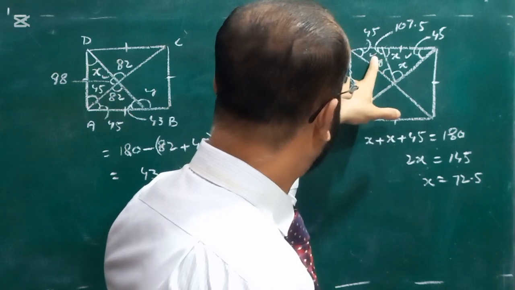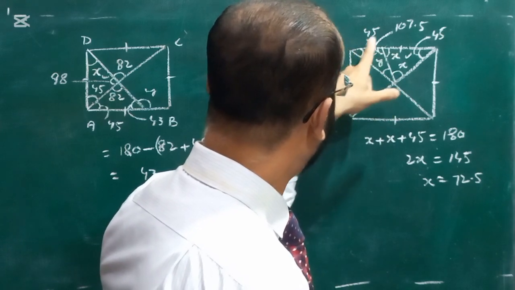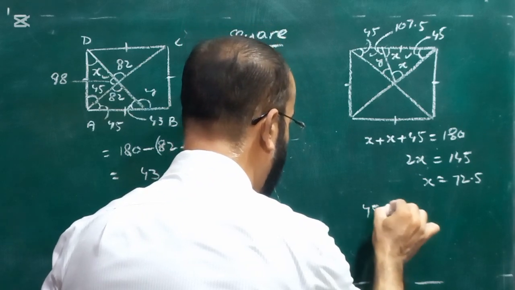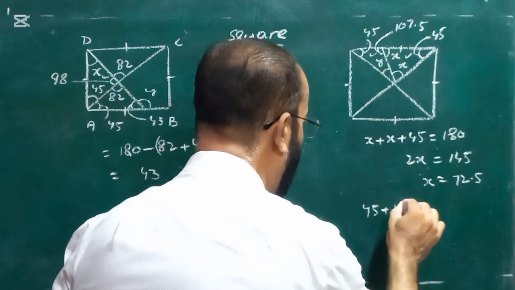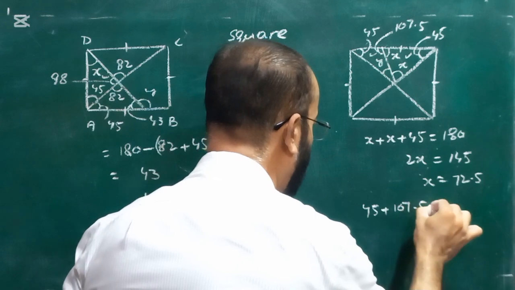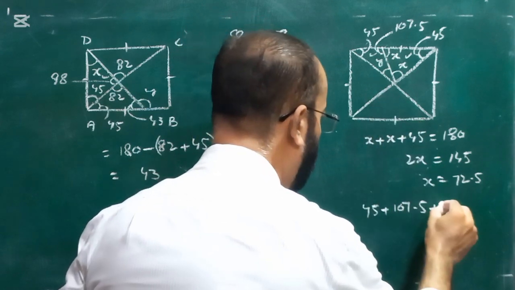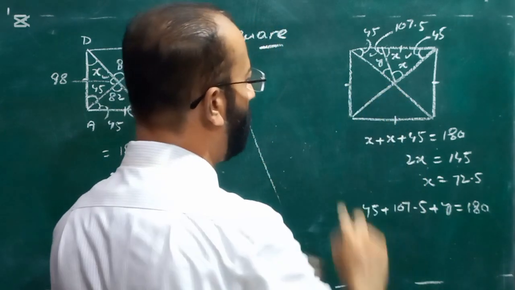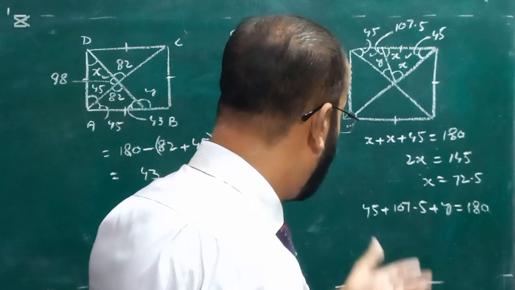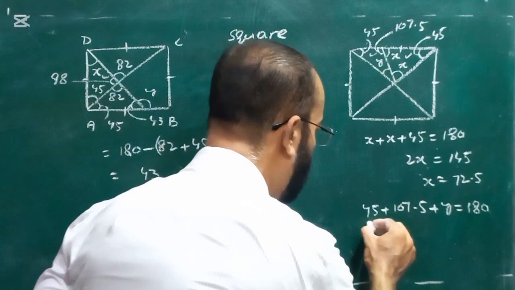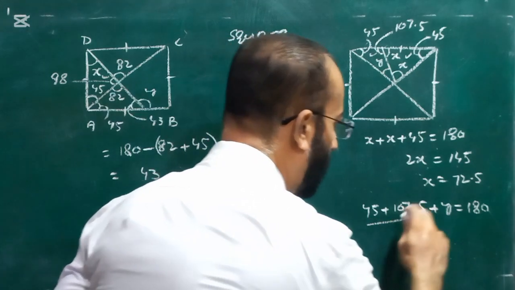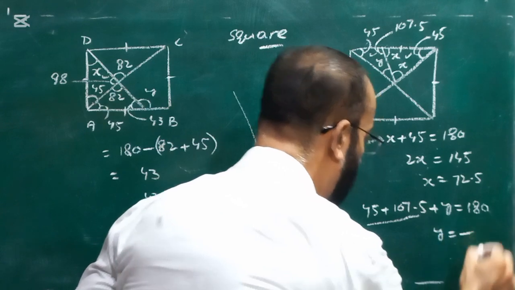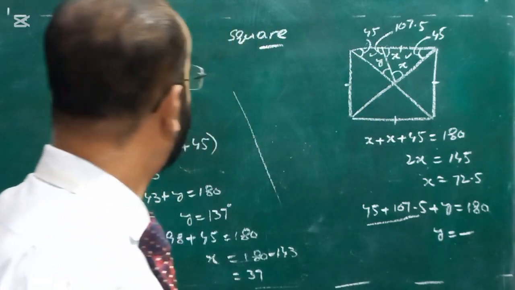Now come into this triangle. We have all three angles: 45 plus 107.5 plus y should be equal to 180 degrees, because the sum of the angles of a triangle is 180 degrees. When you solve it, just add these two values and subtract the sum from 180, and it will give you the answer of y. So these are the solutions, students.